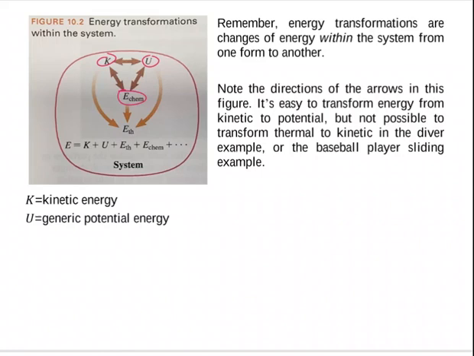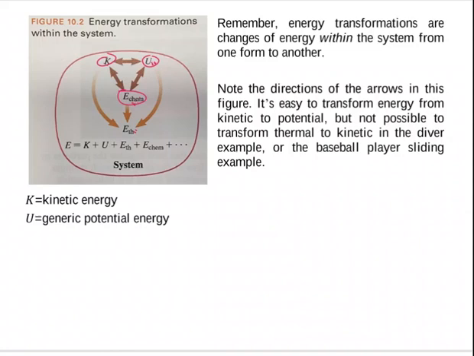So the arrows are going both ways. I can turn kinetic into potential and potential into kinetic. I can turn kinetic into chemical and chemical into kinetic, and likewise potential into chemical and chemical into potential. But notice that once I turn chemical into thermal, thermal does not go the other way. Once I start losing energy to thermal, I cannot get it back.